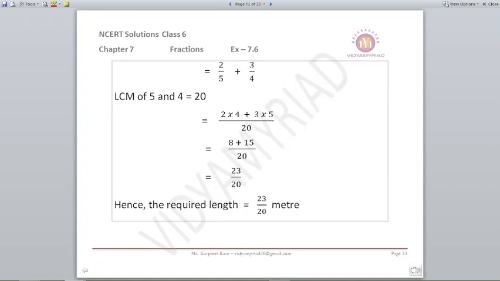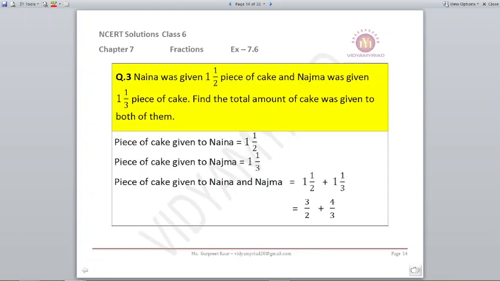So what we are going to do? 2 upon 5 plus 3 upon 4. So LCM of 5 and 4 will be 20. So we know now how to solve this. So 2 will be multiplied by 4 plus 3 will be multiplied by 5. So it becomes 8 plus 15 upon 20, which is equal to 23 upon 20. That is the required total length.